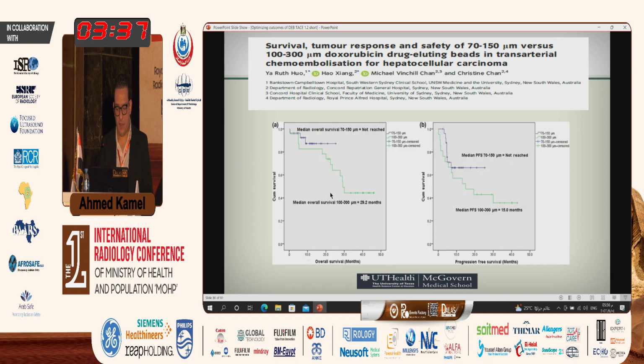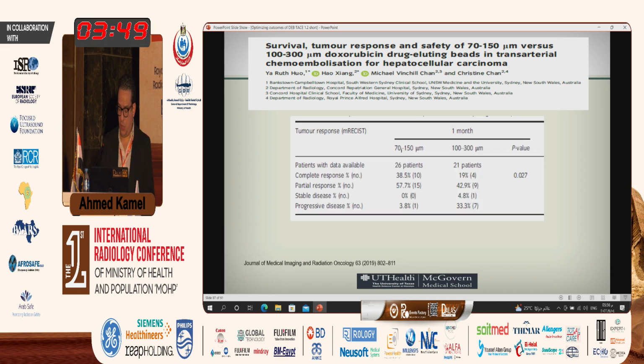They looked at overall survival as well as progression-free survival. There was, of course, better overall survival and progression-free survival with the small beads compared to the large beads. In addition, when they looked at the radiologic response, it was significantly different in favor, again, of the small beads. So it improves your radiologic response, which later correlates with your progression-free survival and overall survival.